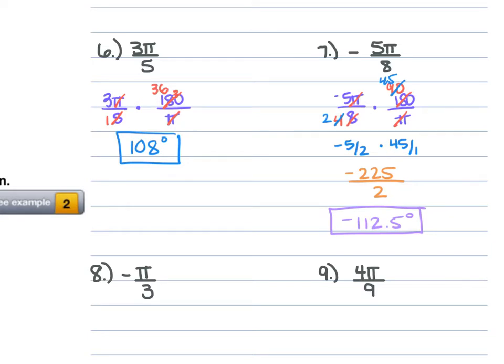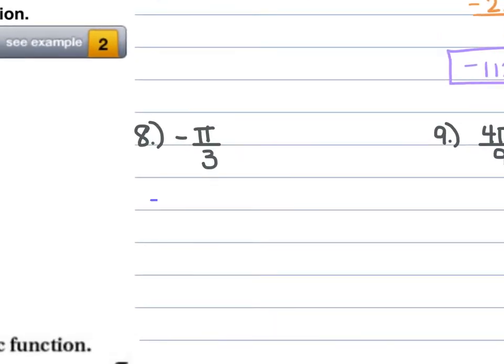For 8, we have negative pi over 3, so negative pi over 3 times 180 over pi. Those pi's are going to cancel, so we're going to be working with 1 and negative 1, and then that 3 becomes a 1, making the 180 a 60. So this is just negative 60 degrees.